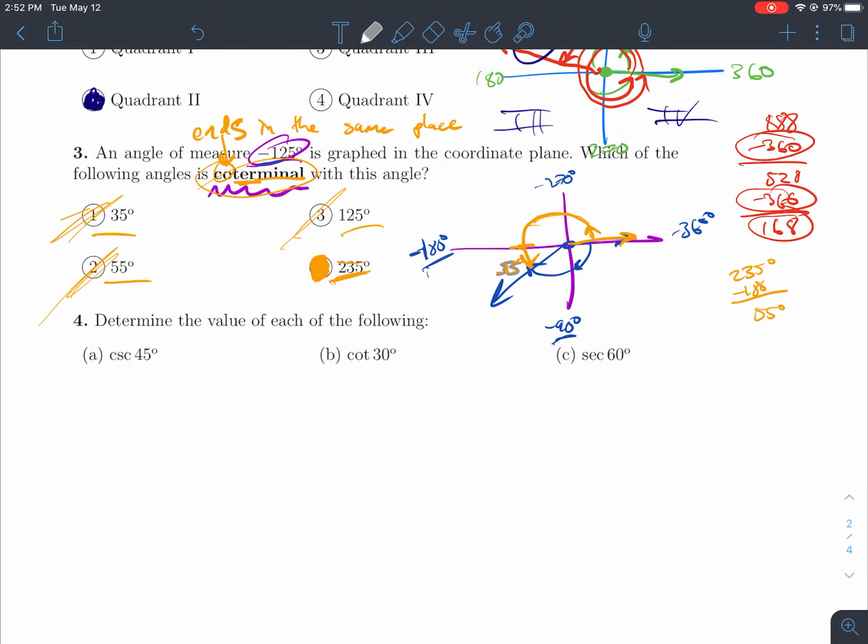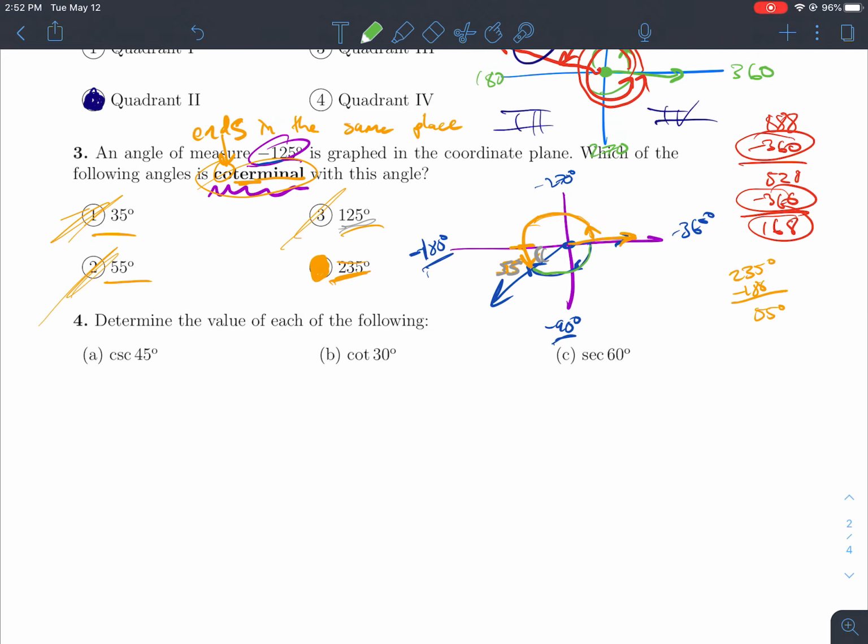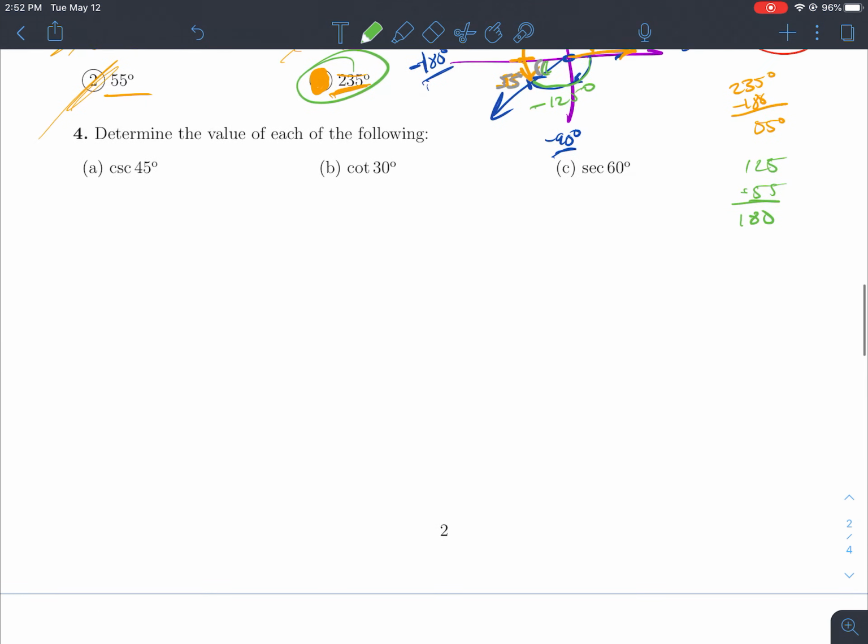Let me use a different color. 55 degrees past the 180 degree mark. If we look at the same thing with 125, it gets us here. If we want to get all the way to 180, let's see, 125 plus 55, that does give us 180, so that also is off by 55. So this one is the correct answer. They end in the same place, this orange angle and this green negative angle.